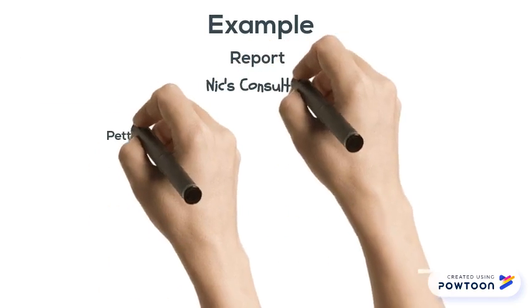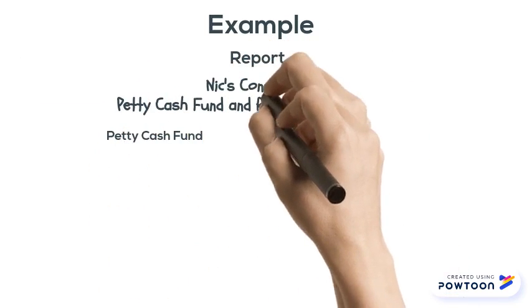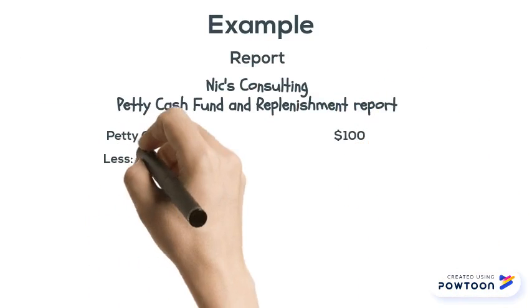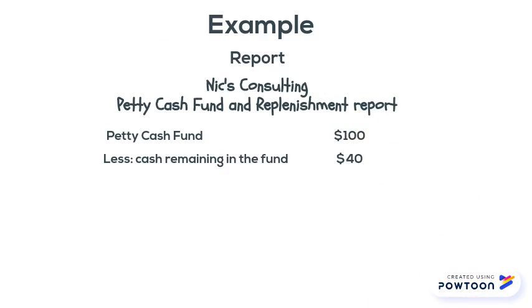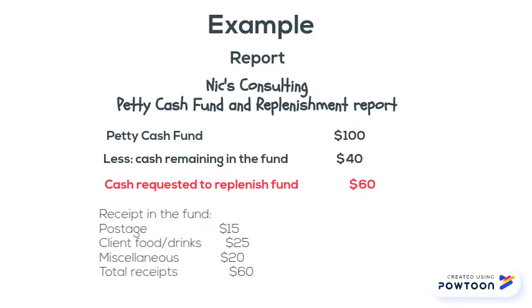The custodian prepares the report. First, it needs a petty cash fund, then less the cash remaining in the fund to know how much is required to replenish it. Following are the details of the receipts. The report shows that the fund needs $60 to be fully replenished, and the receipts.